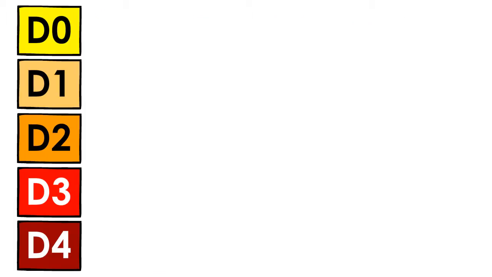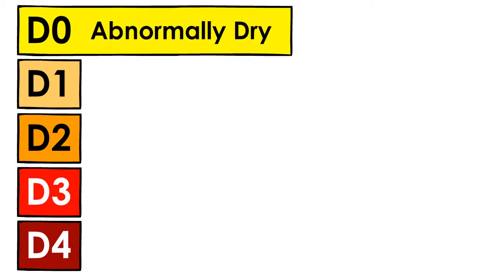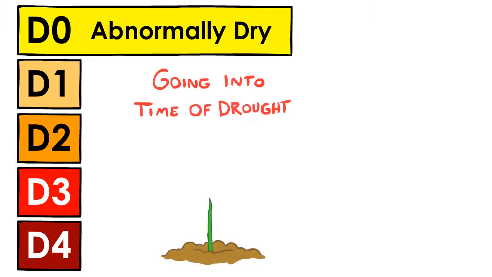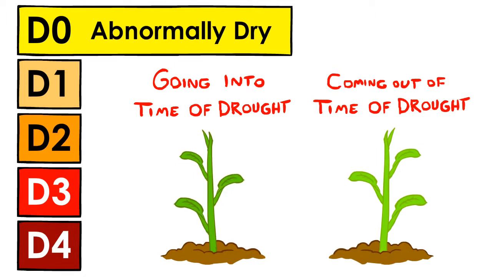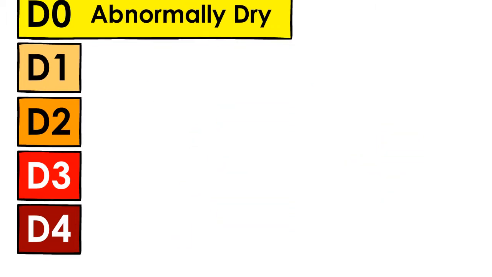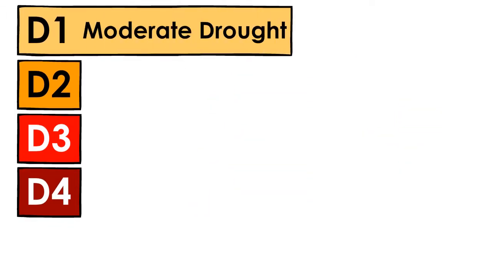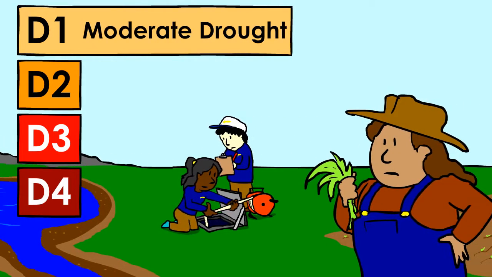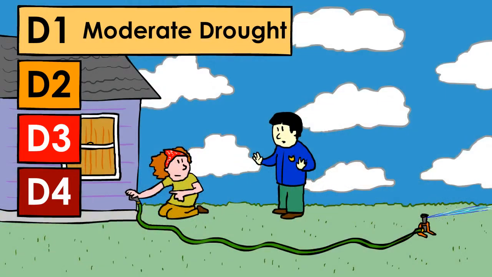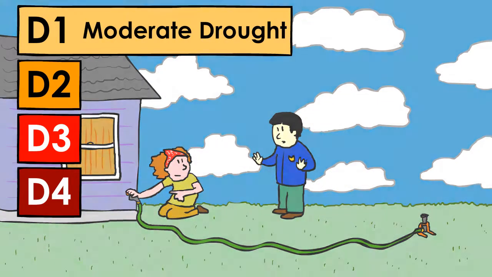Briefly, let's look at the different classes and what they mean. D0 indicates abnormally dry conditions. You might expect to see the slowing of plant growth if you were heading into a time of drought, or fields not quite recovered if you were coming out of more extreme conditions. D1 would indicate moderate drought conditions. You may notice lower stream, lake, and well levels, and perhaps some damage to crops. There may be requests to curb water usage from local authorities.